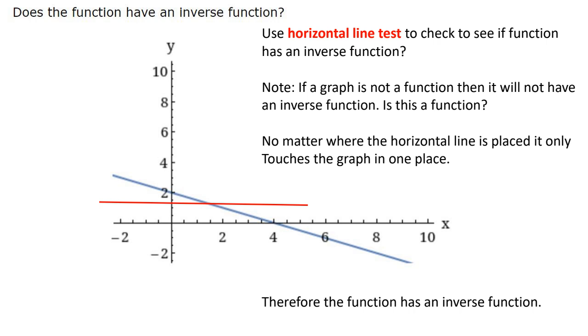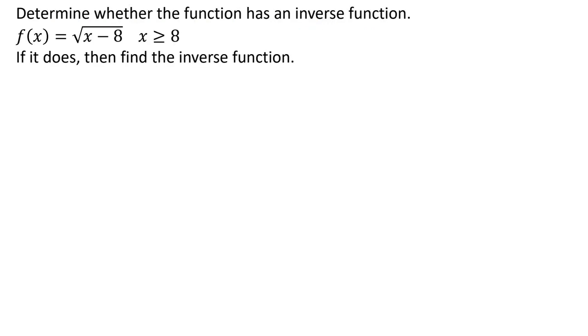All right, so let's determine whether the function has an inverse. f of x is equal to the square root of x minus 8, where x has to be greater than 8. And the only reason why they give us this other piece of information is that it has to be greater than 8 because if it was 8, then we would get 0. And if it were less than 8, we would get negative numbers, which would give us errors.